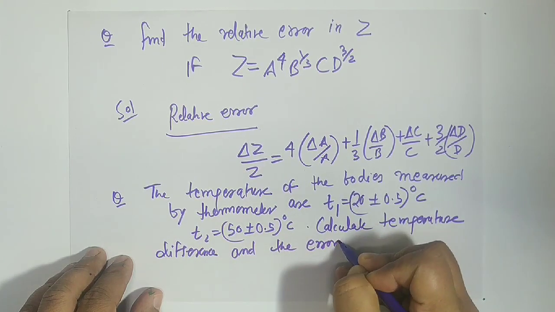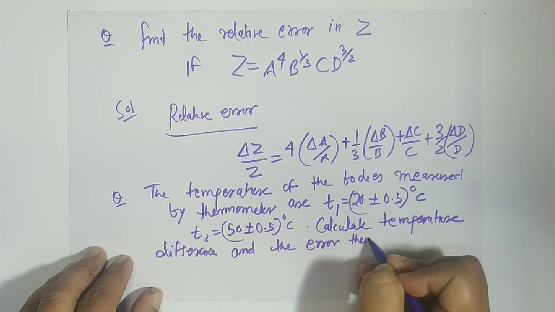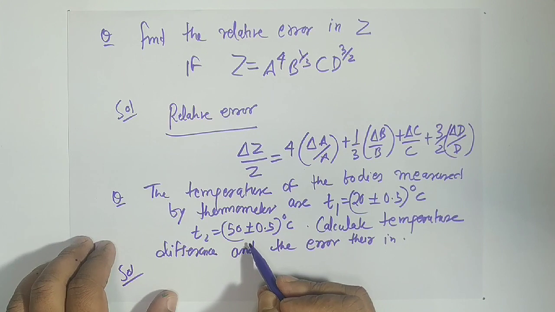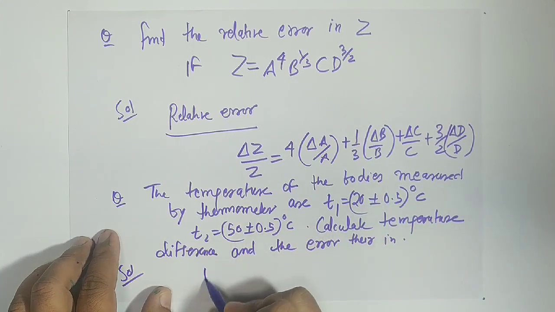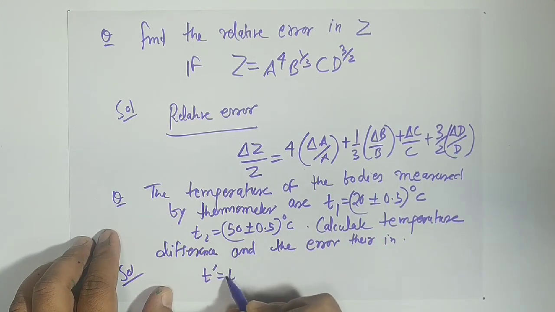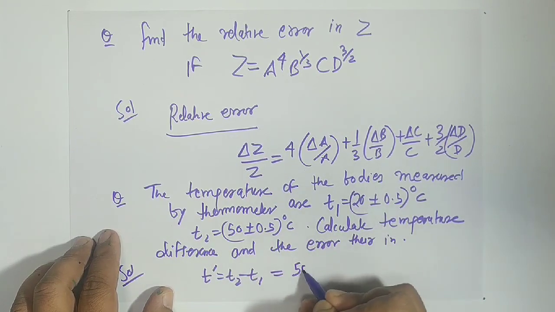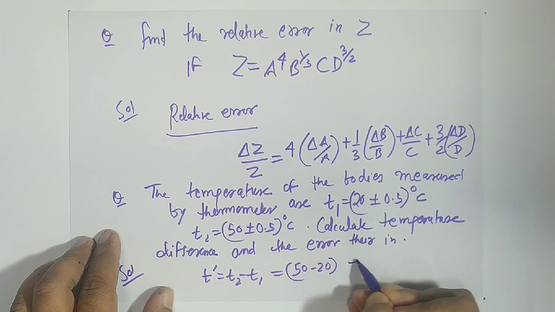That is with the error therein. Okay, so I think you got it or not. This is the T2, so final temperature minus initial. So T dash is what? T2 minus T1. And I am writing directly 50 minus 20. Are you getting it? Plus minus.